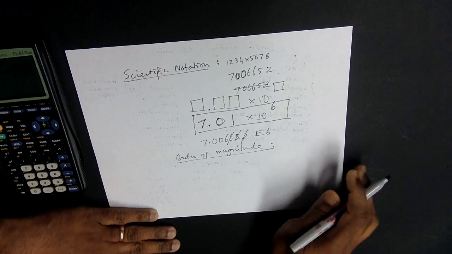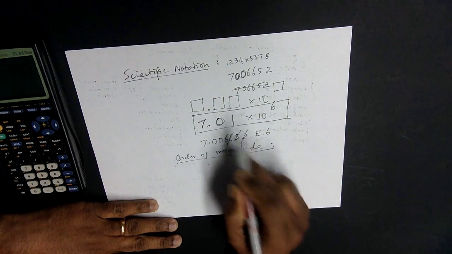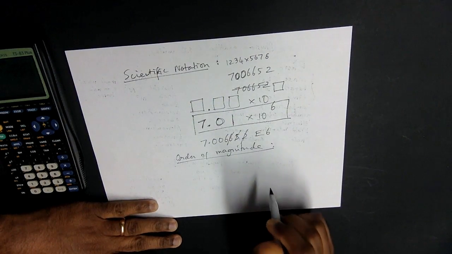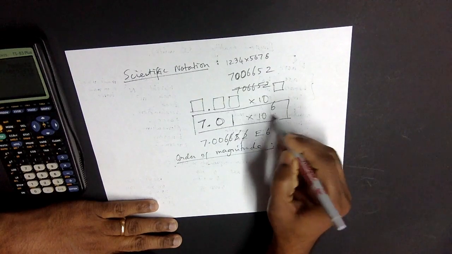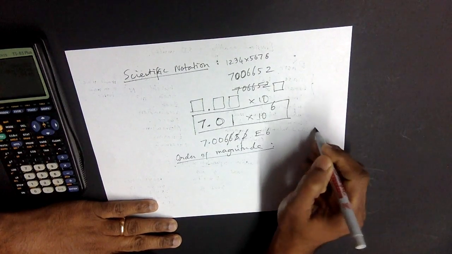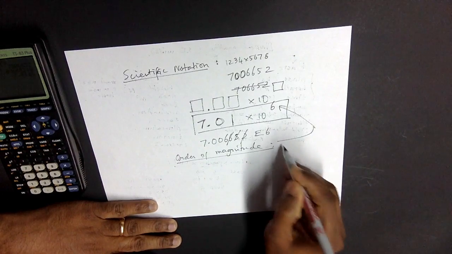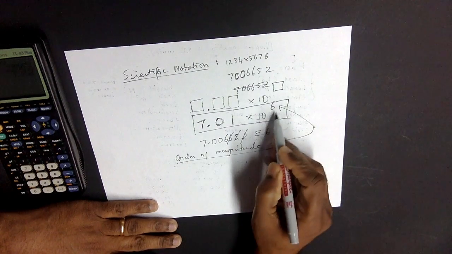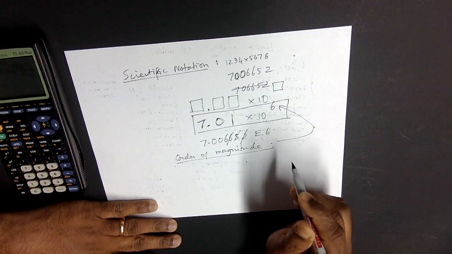Order of magnitude is, after you express a number in scientific notation, you look for the 10 power. That is called the order of magnitude. So this number has an order of magnitude of 6.